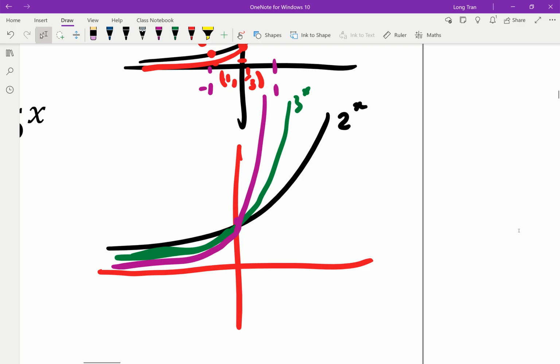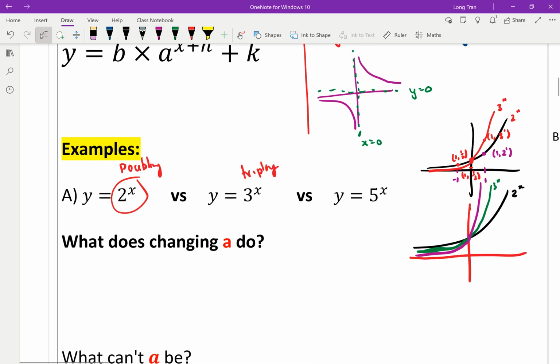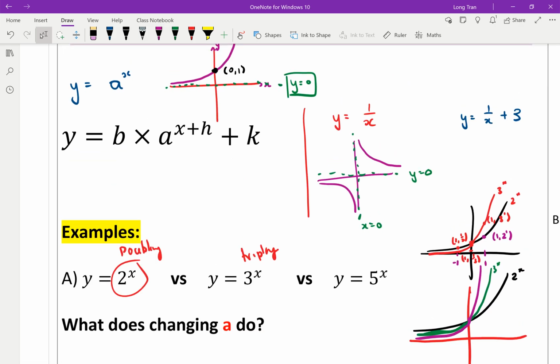Okay, so if you were to write anything right now as part of your notes, what is the difference between 2 to the power of x, 3 to the power of x, 5 to the power of x? It just changes that steepness from the right-hand side to the left-hand side. That's the difference. Okay, so what is this telling you? That means when you change the value of A, that's what you should see the difference in the graph to be. That's the main point.